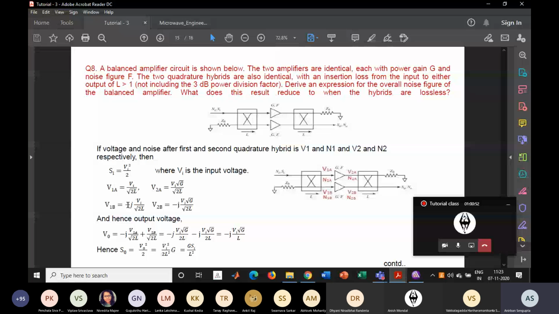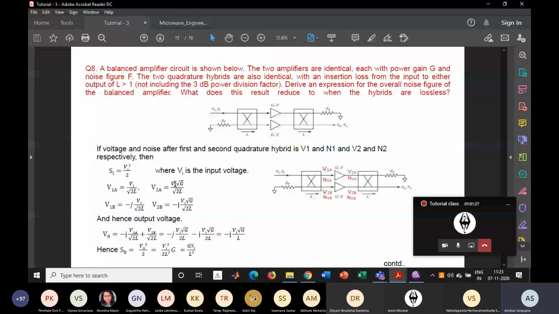Now at the output of the first amplifier, what will be the voltage V2A? That is Vi by root 2L, that is V1A into root G, because G is given as a power gain and we are dealing with the voltage, so we have to take the square root of the gain. The same for V2B, minus j Vi root G by root 2L.